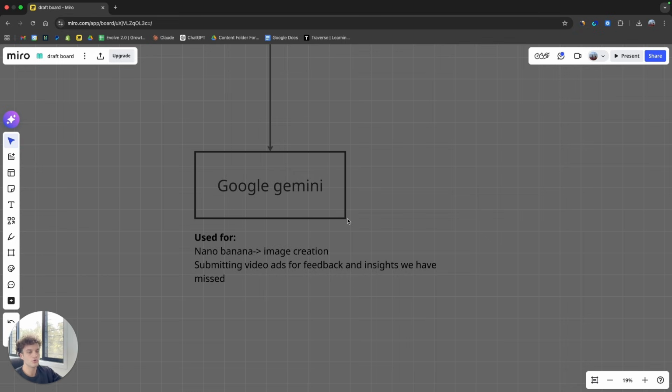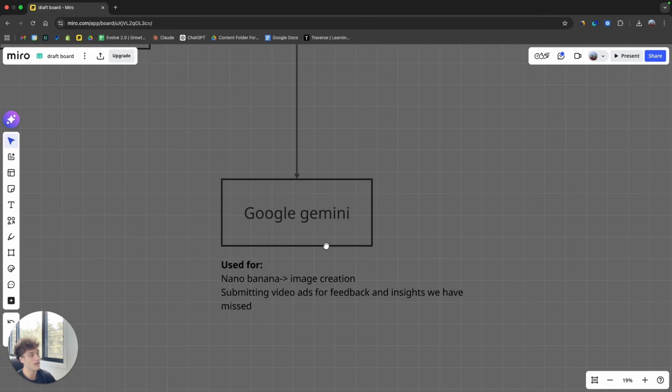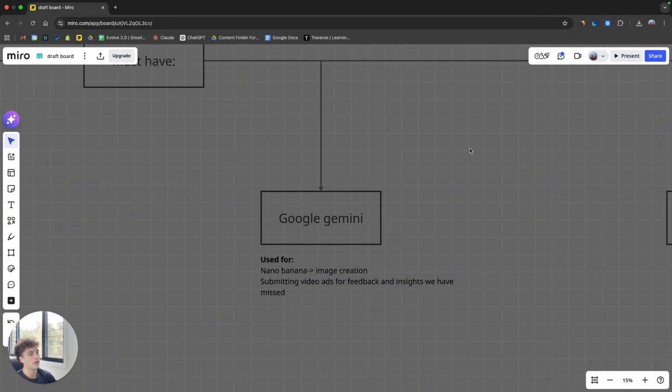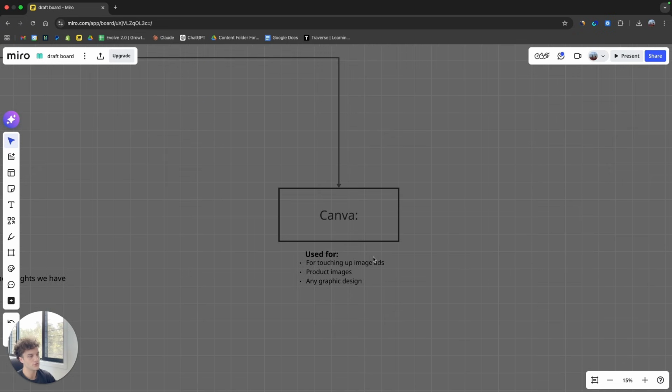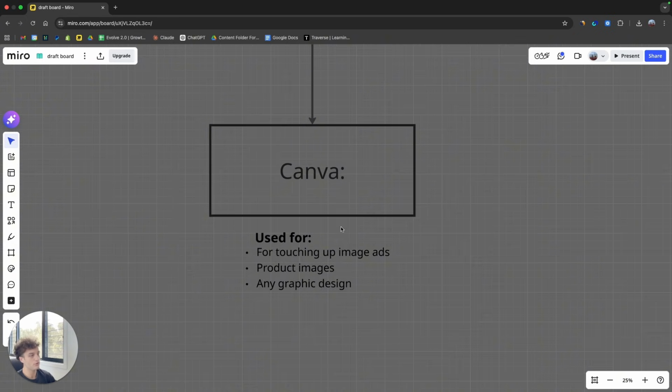Okay, moving on now to Gemini. This is going to be our second AI tool. Now, we're going to be using Claude and Gemini. We're not going to be using ChatGPT because these are just better. You're able to use Claude for copywriting, Google Gemini for Nano Banana image generation, and you're even able to submit video ads on it for feedback and insights that we may have missed. Gemini is just way better than ChatGPT. I hardly ever use ChatGPT anymore, because there are way better alternatives out there. So yeah, I would avoid it as well.